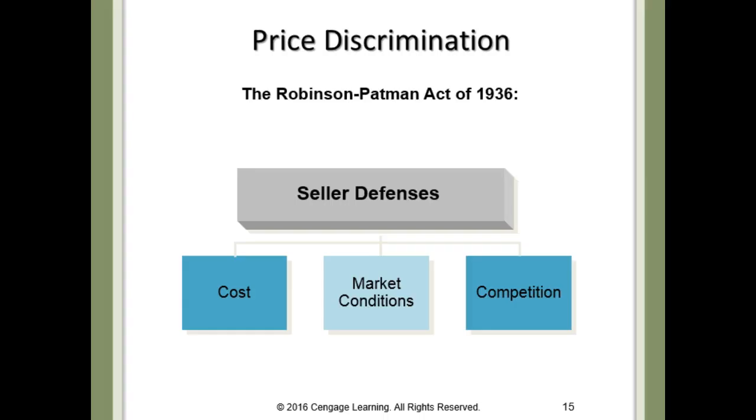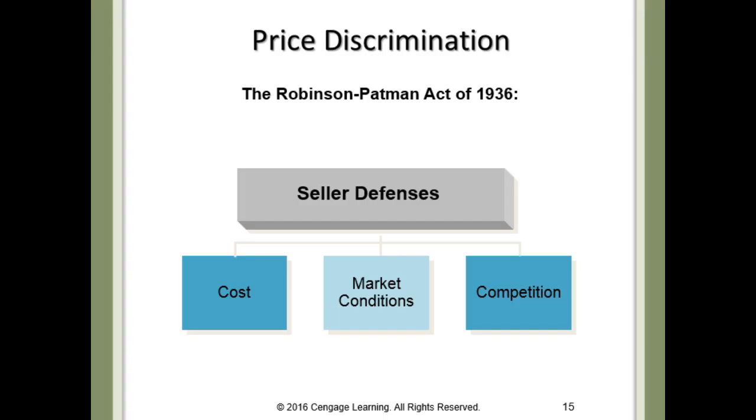Now, that same act does provide 3 different defenses for the seller who is being charged with price discrimination. And you have to just remember that the way that our legal system is set up, in each case the burden of proof is on the defendant to prove the defense. The prosecution is going to do everything that they can to make it look like they are guilty. The defense has to prove their innocence.